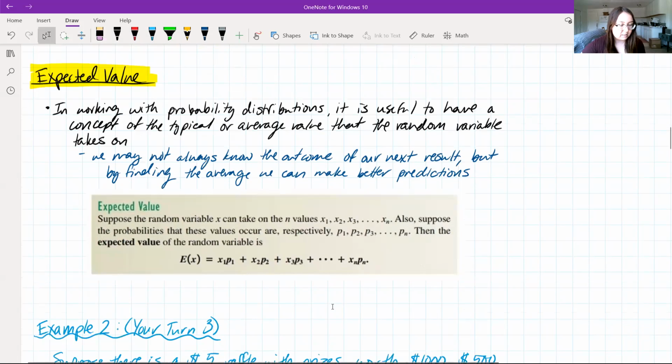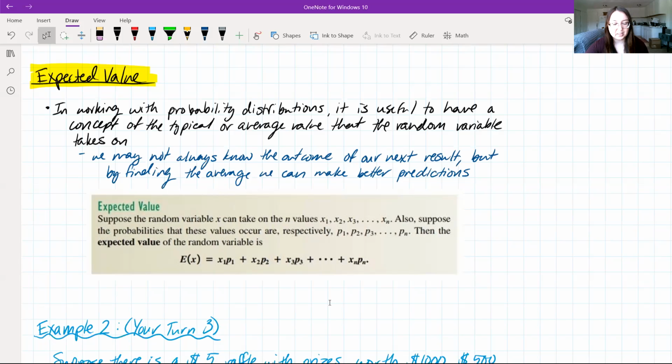All right. So moving on, we have our expected value. In working with probability distributions, it's useful to have a concept of the typical or average value that the random variable takes on. We may not always know the outcome of our next result, but by finding the average, we can make better predictions. So our expected value is pretty much just telling us what the average value is going to be. And if we know the average value, then if we want to make a prediction on what will come next in our outcomes, we'll have a better idea of what it probably will be.